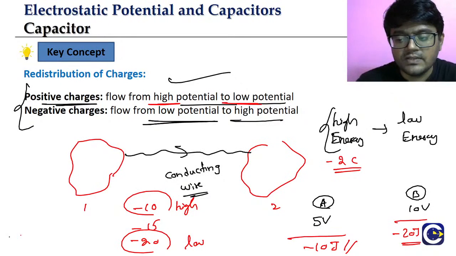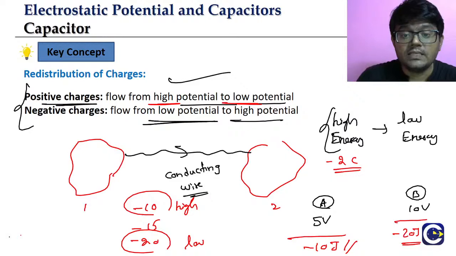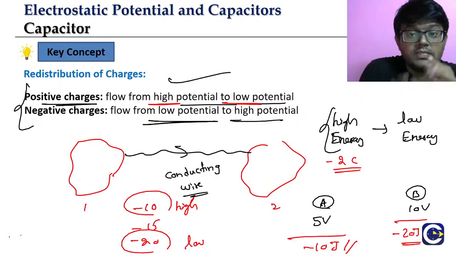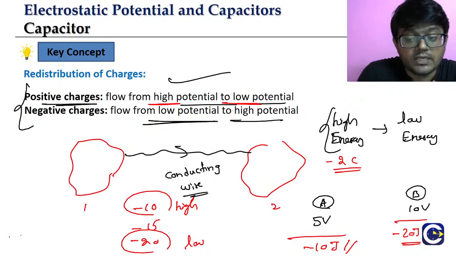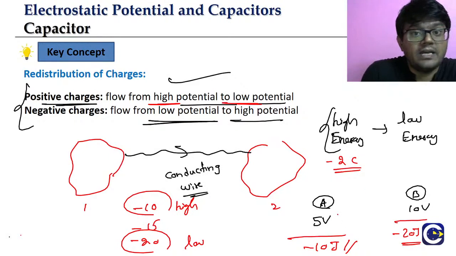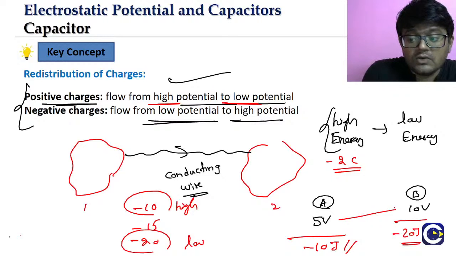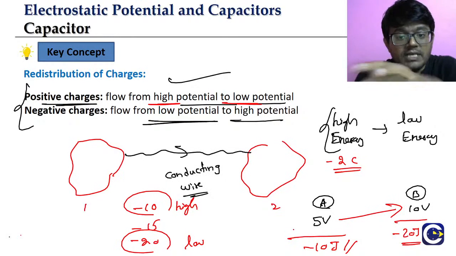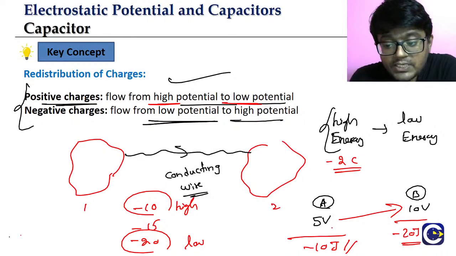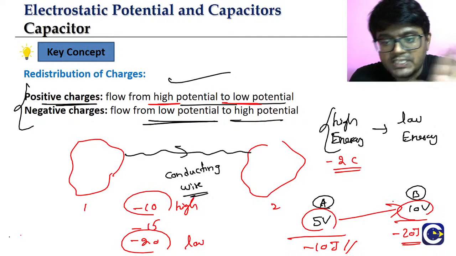Minus 10 means higher. So see how the charges will move. As we said, always they will go from high energy to low energy. Means what? The negative charge will go from where? Where is the high energy? Is point A high energy? From point A it will go to point B. So the observation here is, it is going from a low potential place to a high potential place.